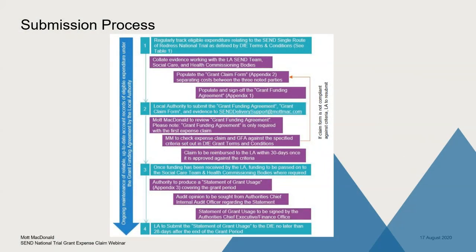So once you have read the National Trial Expense Claim Guidance, signed the grant funding agreement and completed the expense form, you're then ready to submit the claim to Mott MacDonald, who will review your submission to check the form is filled out correctly before then sending it on to the DfE for approval and processing of funds. So the whole process, as you can see, is broken down on this quite large process map, which can also be found in the expense claim guidance, but we're going to take you through it section by section, so it's a little bit easier to read and digest as well.